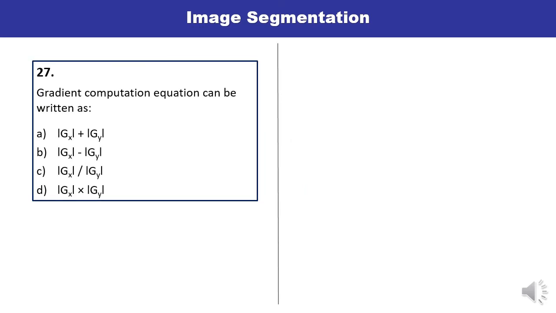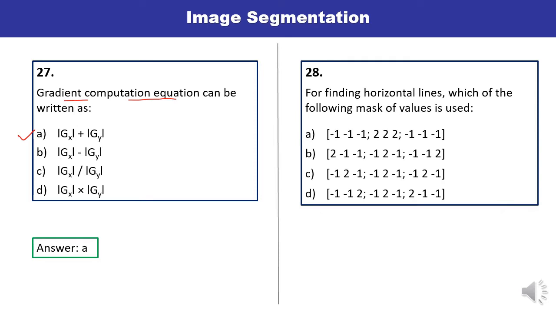Question number 27 is, gradient computation equation can be written as what? It is a magnitude of Gx plus Gy. You can pick it quickly. A is the correct answer. Question number 28 is, for finding horizontal lines. See, here we are talking about the horizontal lines. Which of the following mask of values is used for horizontal line? Read all the mask values carefully. So for horizontal, it is represented as -1, -1, -1, 2, 2, 2 and -1, -1, -1. Means A is the correct answer. Yes, it is.